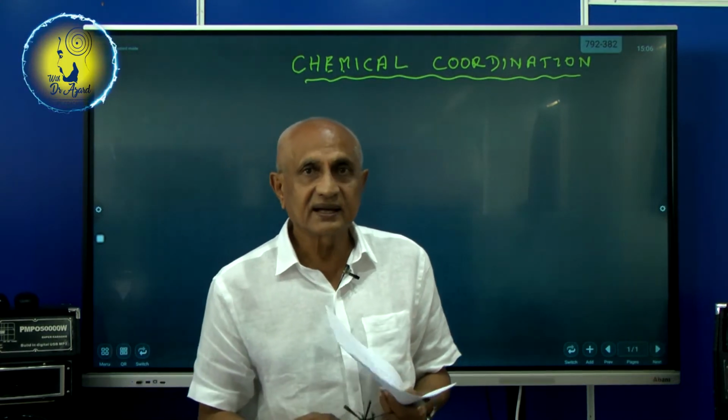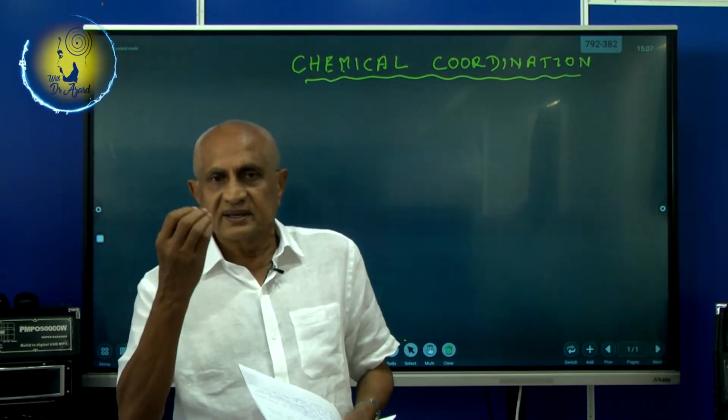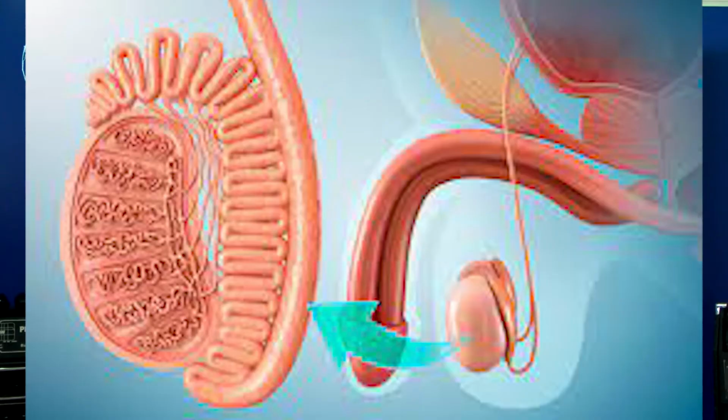We say target organs. If it is testosterone, we say it is targeting the male organs. Then endocrine glands are secreting in the ovaries, some male organs. So they are very specific and target oriented.